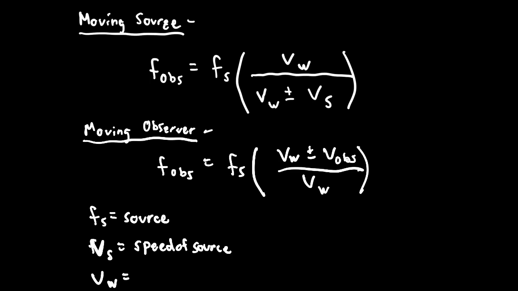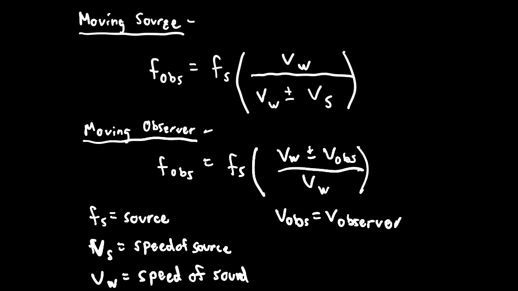Vw is the speed of sound in whatever medium you're inside of. Usually this will be air. Vobs is the velocity of the observer.